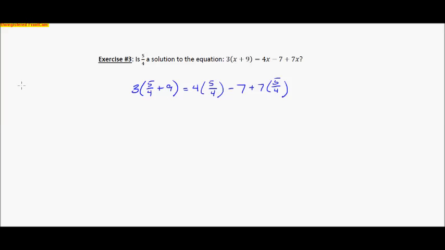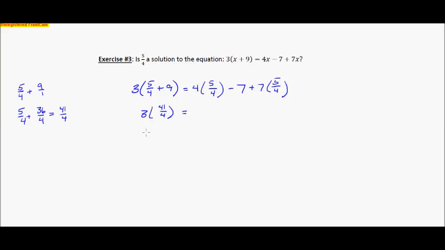I'm going to go off to the side and write 9 as a fraction over 1. So really it starts out as 9 over 1. Alright, and I need a common denominator. It's going to be 4. So I'm going to turn that into, let's see, multiply both the numerator and denominator by 4. That's going to be 36 over 4. Okay, and if I add those together, I get 41 over 4. So this is going to turn into 41 over 4.